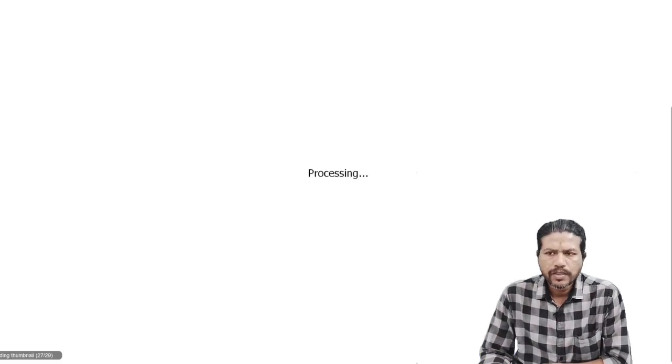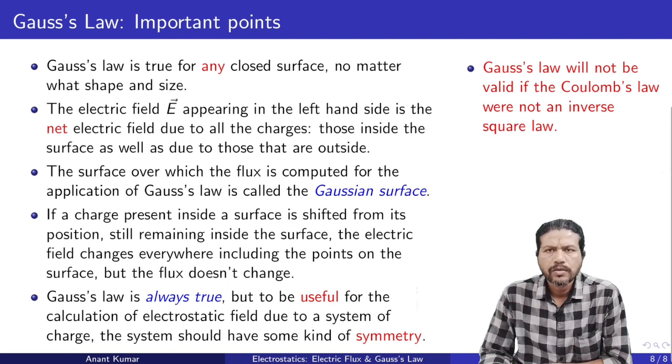We also should notice that this Gauss law will not be valid, for example, if the Coulomb's law were not an inverse square law. So if in the Coulomb's law the denominator was not r square but some other power of r, then the Gauss law will no longer be valid. This actually helps in proving the Coulomb's law indirectly, by the way.